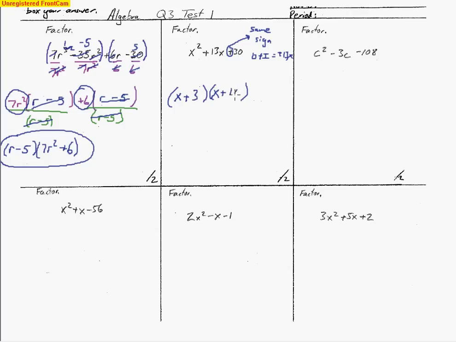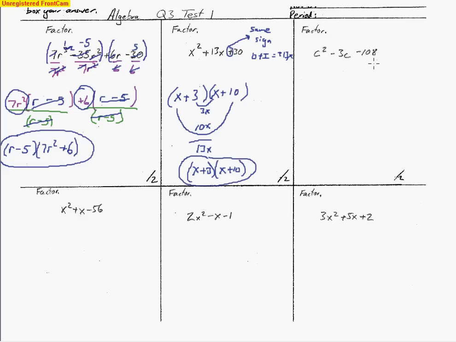So 3 and 10, I had mentioned those before. See if they end up working. 3 times 10 does make 30. When I check my outside terms, I get 10x. My inside terms make 3x, and those numbers do add to make 13x, so it does end up working out. So that's the answer that I'll end up boxing, x plus 3 and x plus 10. And if you had written down the numbers in reverse order, it would still be the same answer.